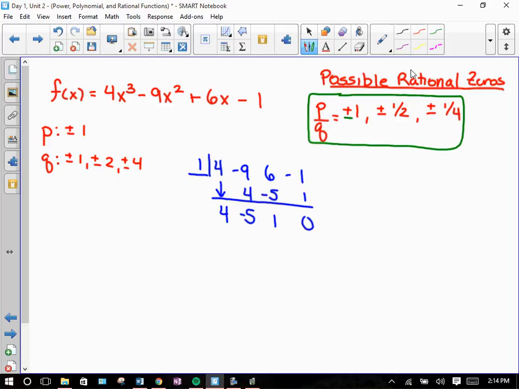Now, here's the thing that I noticed a few of you guys doing. You do this synthetic division, you find out x equals 1 is a 0, you put a check mark next to it, good. Now, I want us to make sure we understand what that is. If x equals 1 is a 0, that means that x minus 1 is a factor. And these 3 numbers represent the 3 new coefficients of our factored polynomial. It always drops 1 degree: 4x squared minus 5x plus 1.